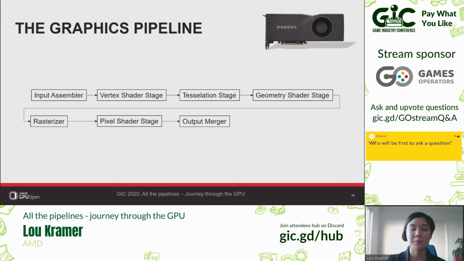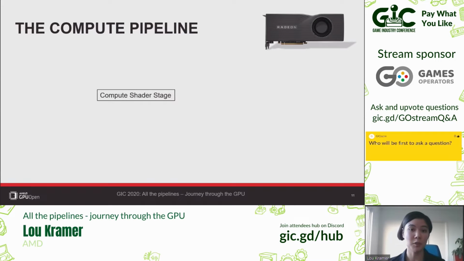Then we have the graphics pipeline, and next to the graphics pipeline, we also have the compute pipeline. The compute pipeline only consists of a single stage. It's a shader stage, so it's very generic. It can be used not only for graphics, but for basically any type of problem which is highly parallelizable. So it makes sense to use the GPU for this kind of task.